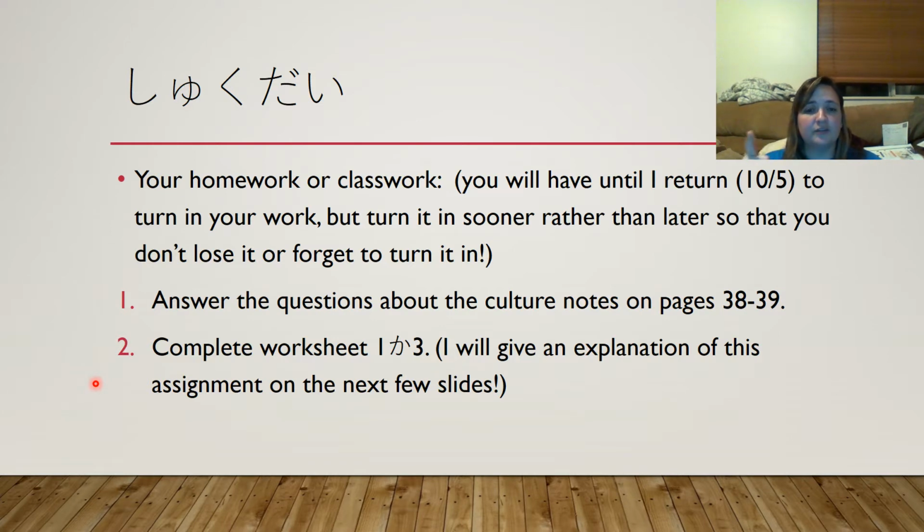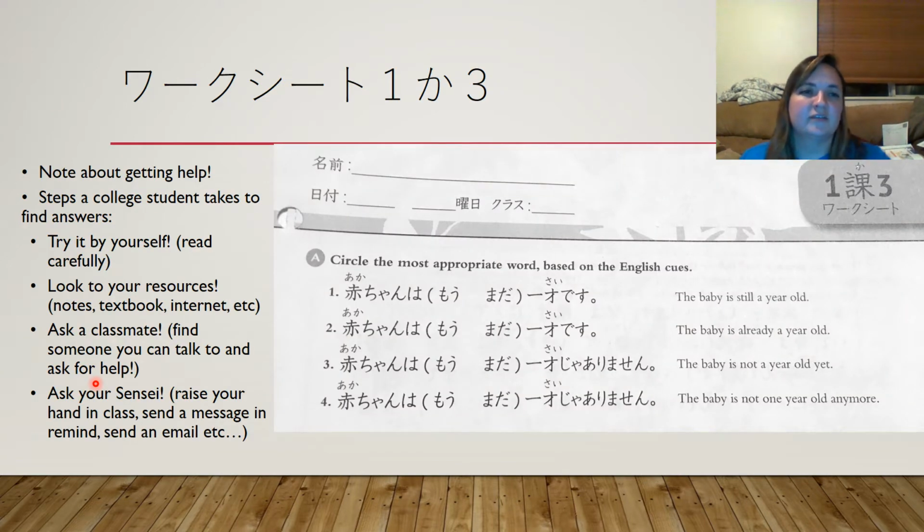And number 2 is to complete the worksheet Ichika-san, right? 1K3. And I'm going to go ahead and give a simple explanation of what you're supposed to do on that worksheet in the next slide, so that should be helpful. Okay, so let's take a look really quick.